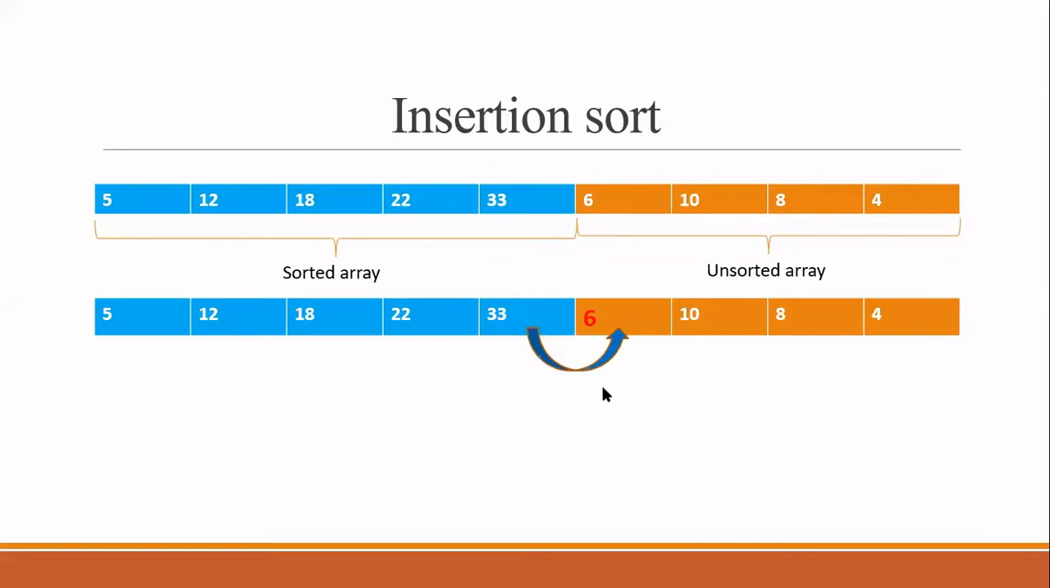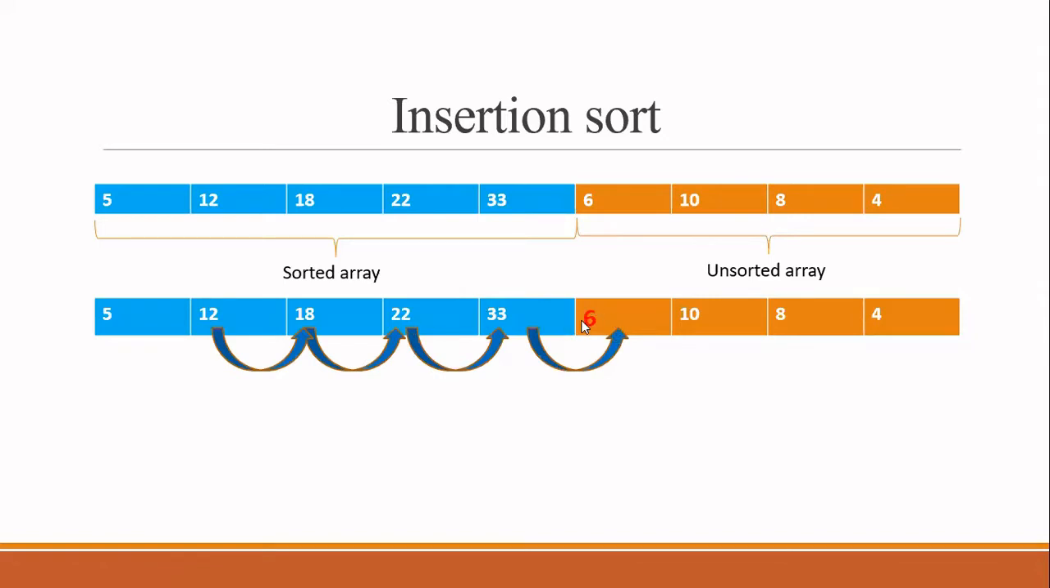Then I will compare this 6 with 22. 22 is greater than 6, so I will move 22 to the position of 33. This 33 position is free because 33 has been moved. Next, I will compare 6 with 18. 6 is less than 18, so I will move 18 to the position of 22.